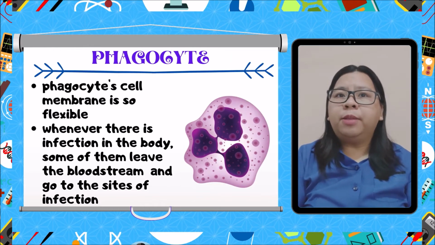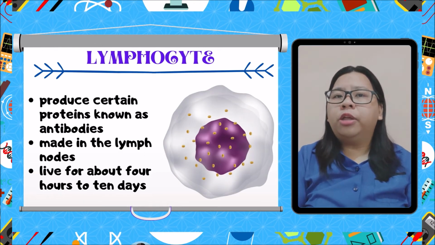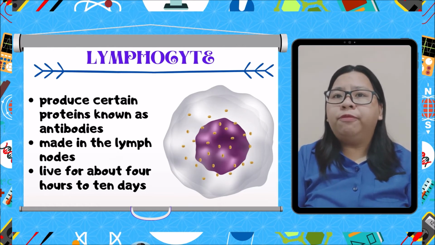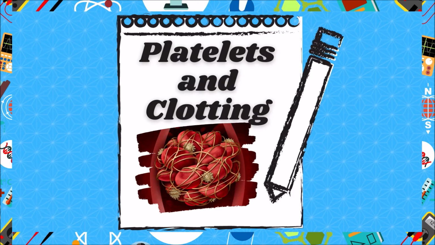The phagocyte cell membrane is so flexible that it can squeeze between the cells forming the wall of a capillary. Whenever there is infection in the body, some of them leave the bloodstream and go to the sites of infection such as a skin sore or wound. Lymphocytes, on the other hand, produce certain proteins known as antibodies which act against foreign substances. They are made in the lymph nodes. They live for about 4 hours to 10 days.